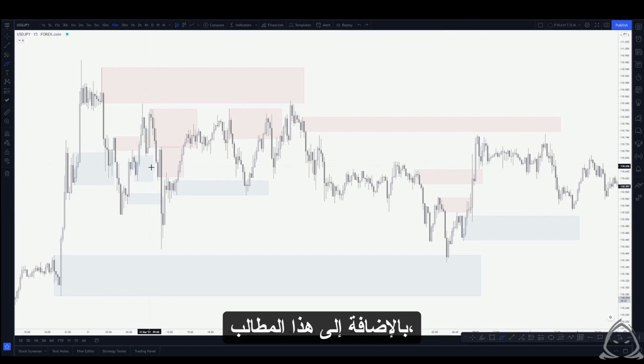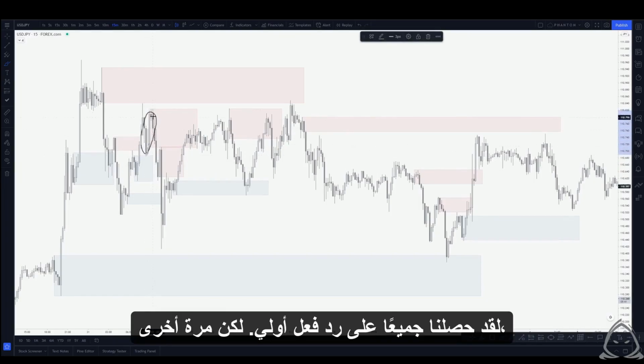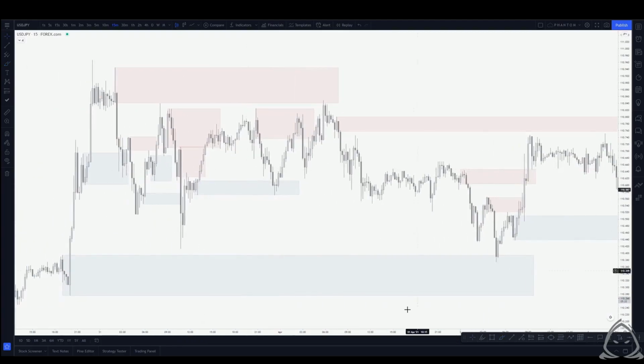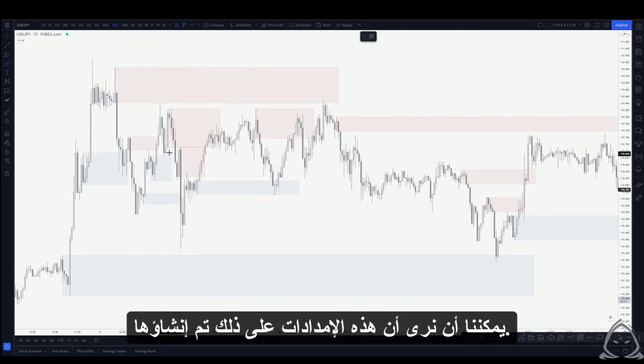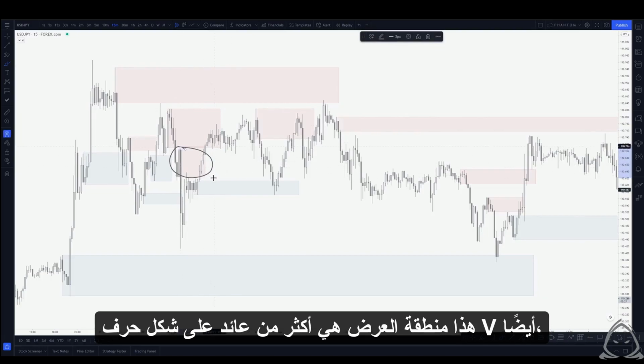And as well as this demand zone, we can see that this was an aggressive V-shaped return. We did get an initial reaction, but again, we just moved to the downside as a result of that. So we move on to the next supply zone. We can see that this supply zone that was created, we had a V-shaped return back to that supply zone, as well as this supply zone was more of a V-shaped return as well.